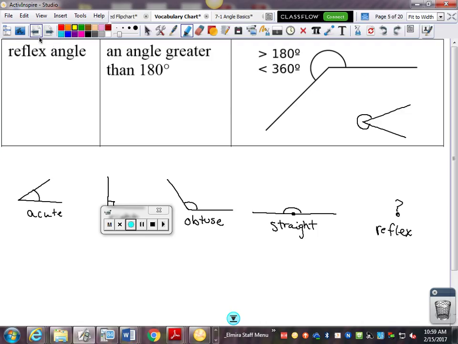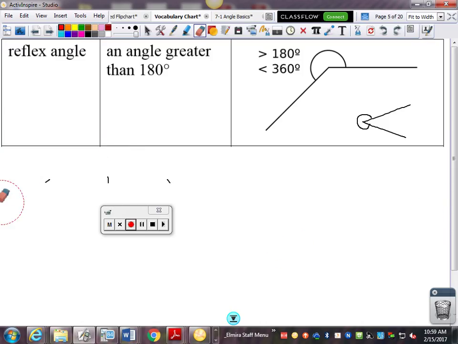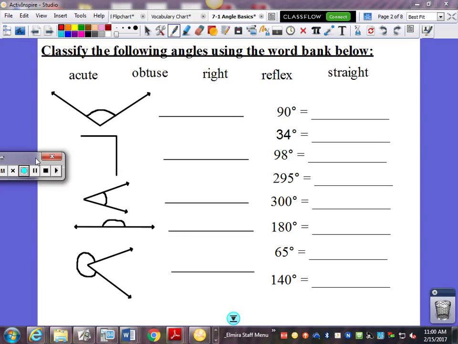Okay, and a reflex angle, let me erase these, is more than 180 degrees. Okay, so that's when you're opening more than, and it's really important that you have the arc drawn on the outside to show that you're going past 180, because without that arc it just looks like an obtuse angle. Here's one that looks like an acute angle, but with the arc around the outside we can tell that it's reflex. Okay, so now we're going to use that knowledge.